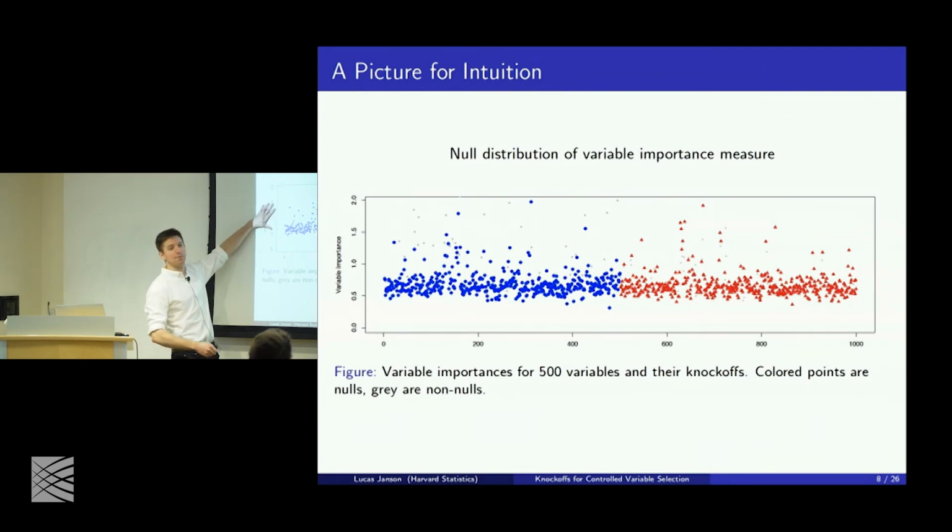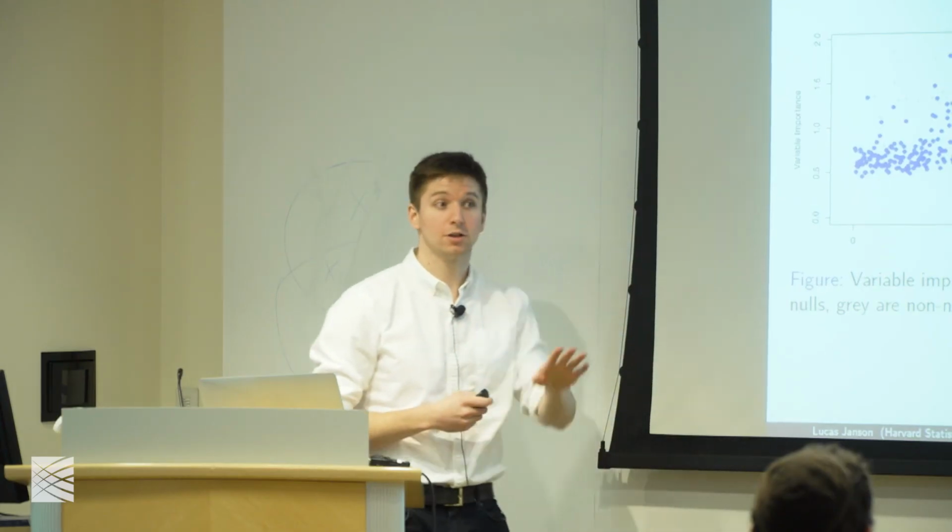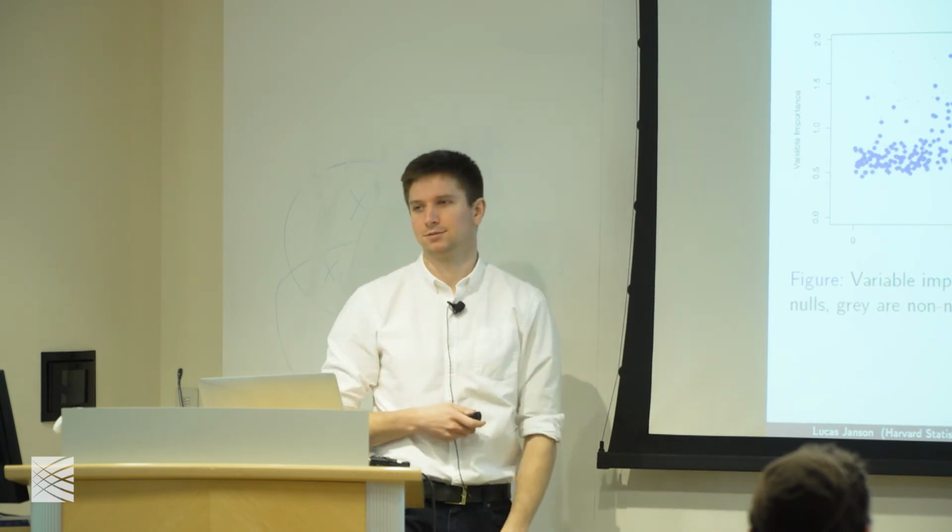So if you have a very bad measure of variable importance, like a uniform random number that has nothing to do with your data, you're not going to see any power. But you're still going to control the false discovery rate.